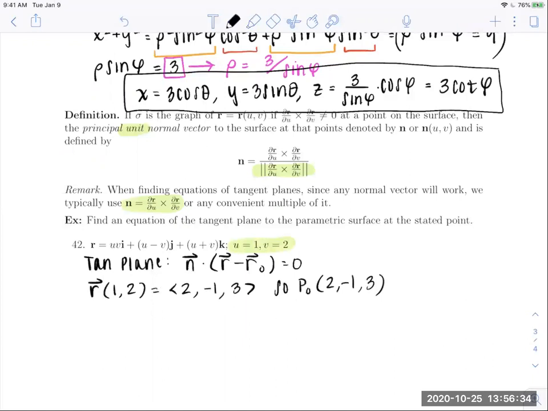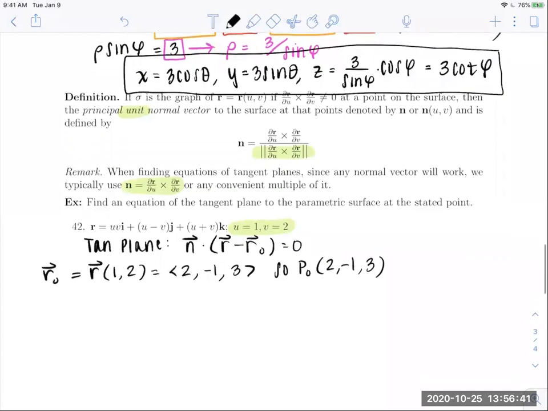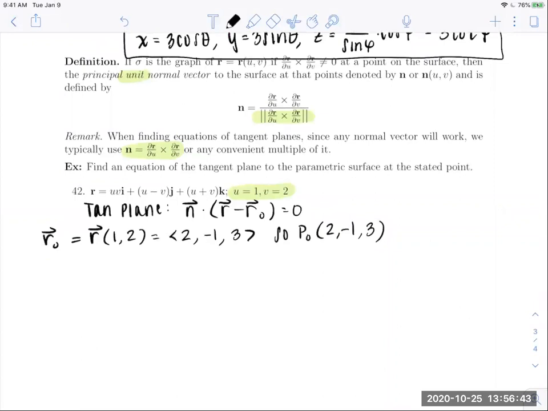All right, and so I'll use this as my vector R naught. All right, next we need a normal vector. And so that's what our definition and later remark was telling us. What we want to do is find the partial derivatives of R and then cross them. So let's start with partial R, partial U.